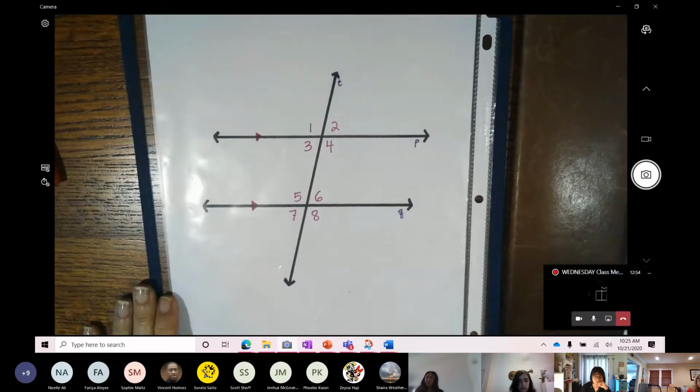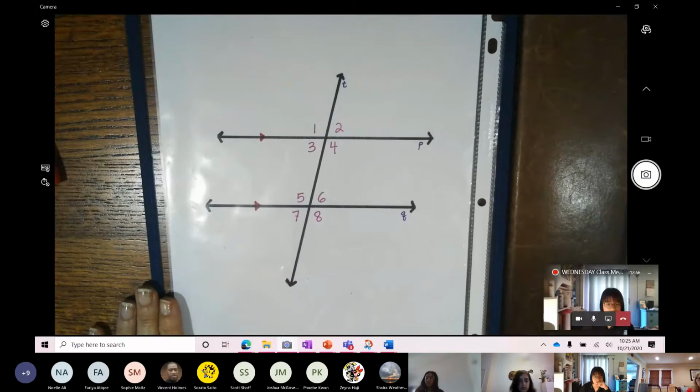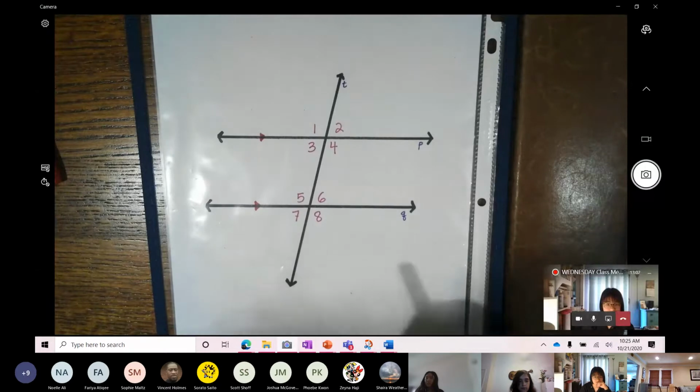So as you're drawing these, I love that you're using straight edges instead of just freehand. We want to make them look as nice as possible.